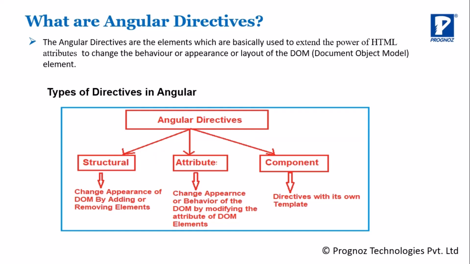Attribute directives change the appearance or behavior of the DOM by modifying the attributes of the DOM element. Every element has some attributes, and if you want a certain behavior, layout change or appearance change in your DOM element, then we use attribute directives. Component directives present a template, like an HTML page. Whenever we create a class, that is called a component directive. So these are the three types of directives: structural, attribute and component.